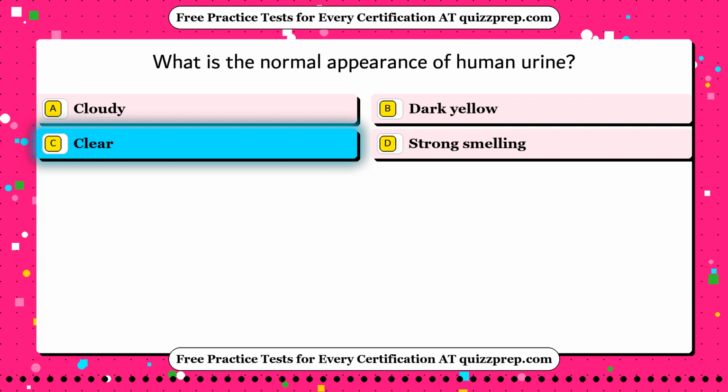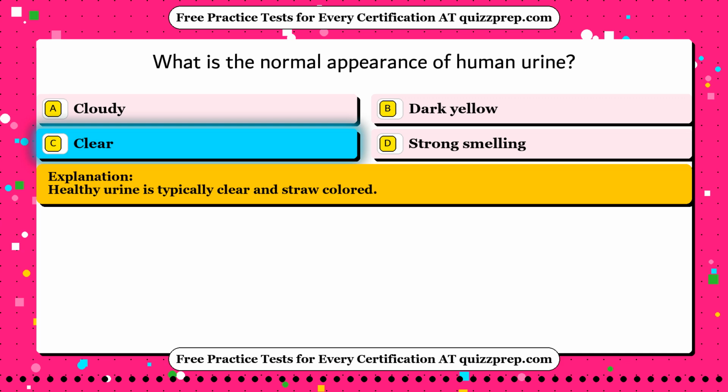The correct answer is option C, clear. Healthy urine is typically clear and straw-colored.